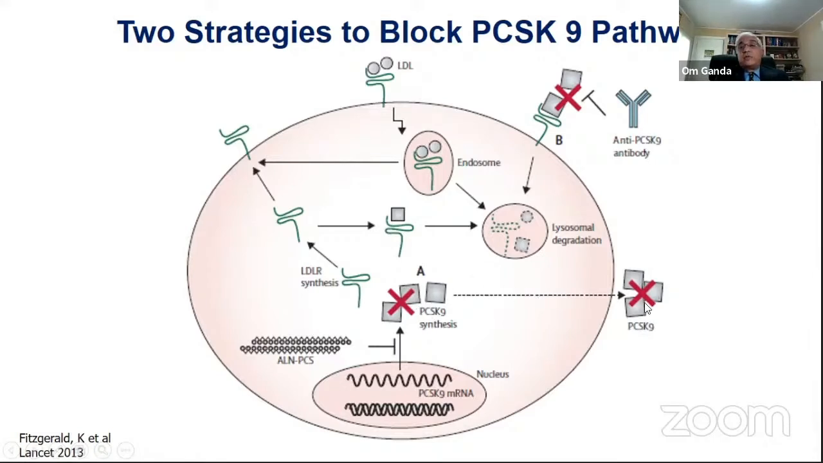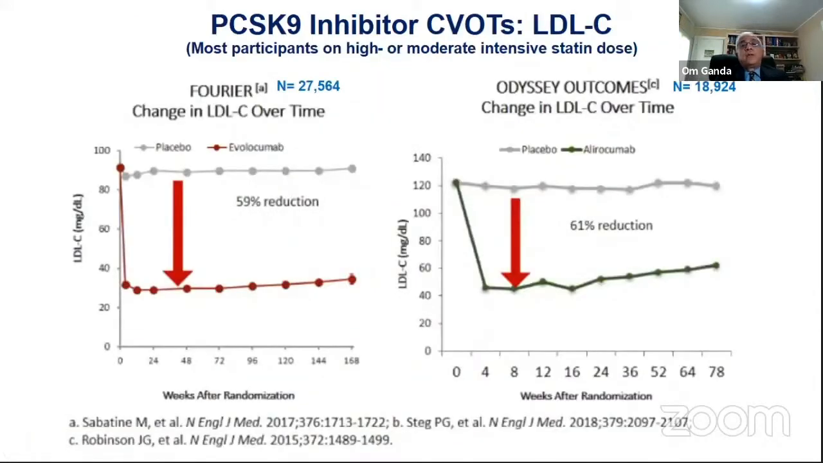And that way, you don't even make the PCSK9, let alone blocking it later on. So these are the two methods to achieve our goal. Now, speaking of the monoclonal antibody, as I mentioned, we have that available, two drugs, and both of them have gone through this major cardiovascular trial. Look at the number of people in the FOURIER trial with evolocumab, 27,000 people, and another 19,000 in the ODYSSEY trial with alirocumab. And you can see huge reductions.